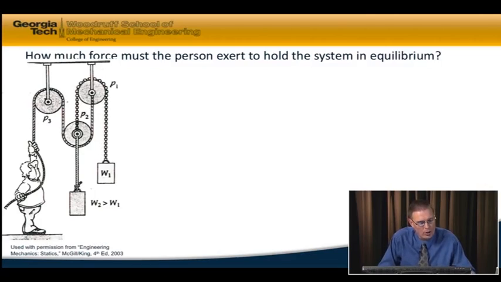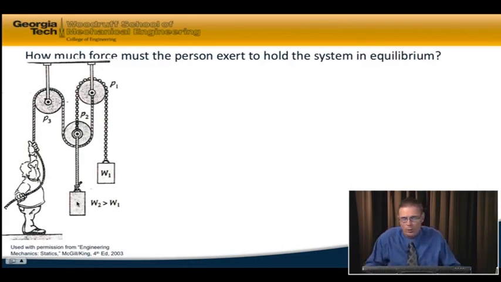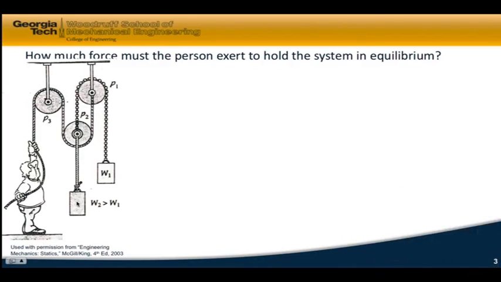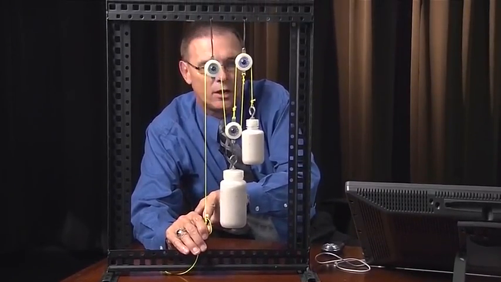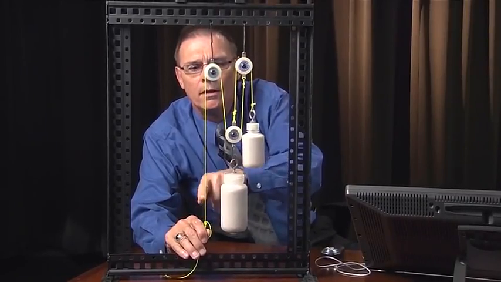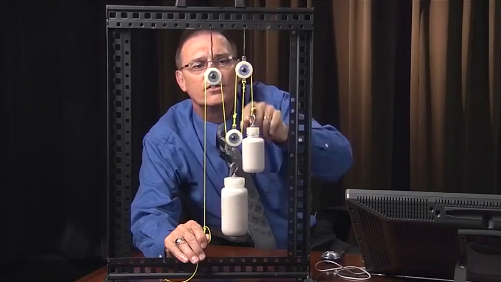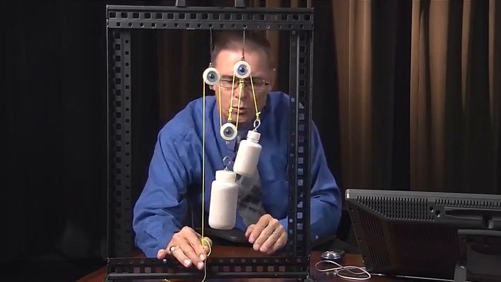Okay, so here's the situation. We have this person who is exerting a force in this rope and holding up these systems of pulleys where there's a weight which would be known, weight 1 here on the right, and then a weight 2 here, which is greater than weight 1. And if we go over here to a model, I'd be the giant person, if you will, over here on the left-hand side that's holding this cable as it's attached and holding this system up of the two weights.